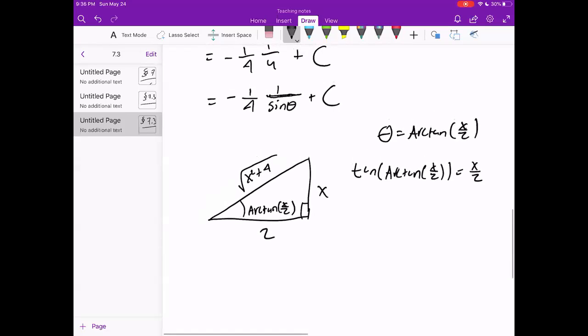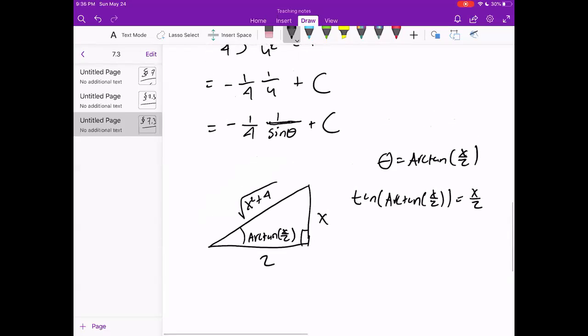So maybe I should have done this first, and I apologize. I know where I'm going with this. So going back to our answer, I had this minus 1/4, 1 over sine theta plus c. If I plug back in for theta, this is minus 1 over 4 sine of the arctan of x over 2, because theta is arctan of x over 2, plus a constant.